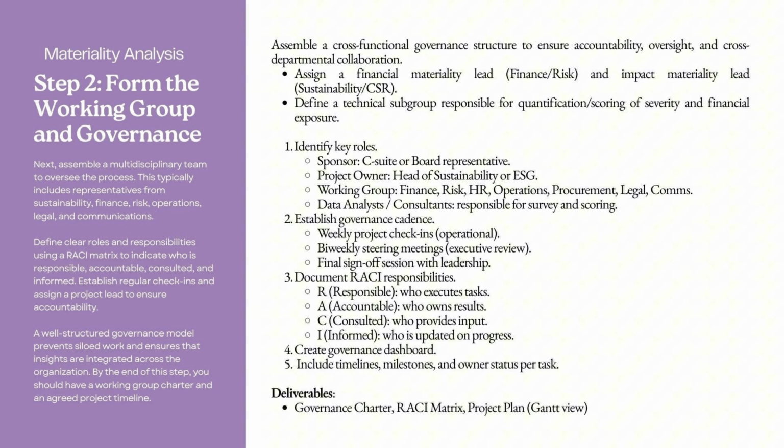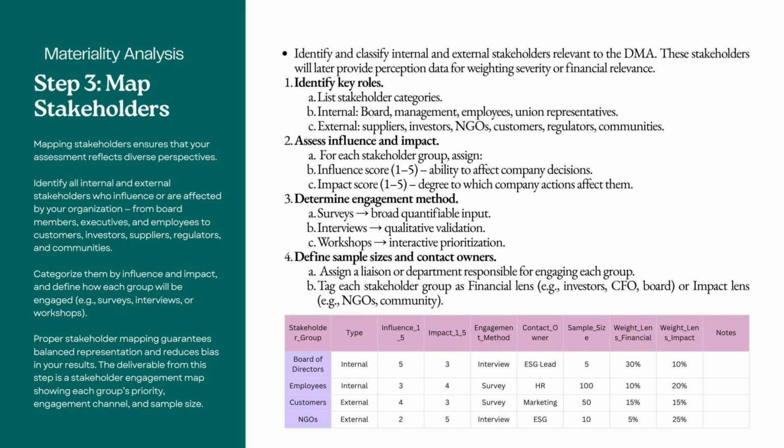The process moves outward to stakeholder mapping. Materiality must reflect more than internal views. It needs to incorporate perspectives from those who influence or are affected by the company. This step begins by identifying all relevant internal and external stakeholders. Internal stakeholders may include board members, executives, managers, and employees. External stakeholders may include suppliers, customers, investors, an NGO, regulators, and local communities.